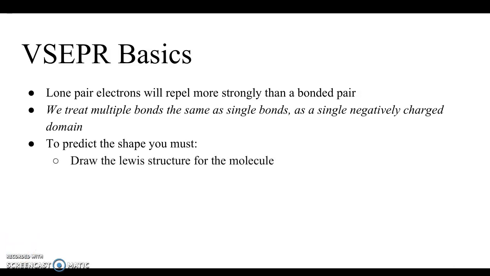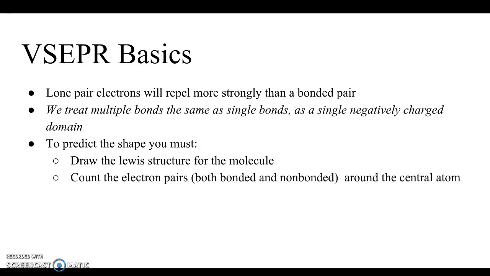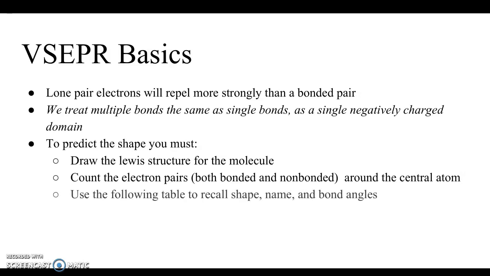Now the steps that you have to go through in order to actually predict the shape: the first is you have to draw the Lewis structure of the molecule. So it's essential that you are double checking your drawings, because you're not going to get the right shape without the correct Lewis structure to start with. You then count the electron pairs, both bonded and non-bonded, around the central atom. And then we're also going to look at the following table. The table for now is going to help you recall the shape, the name, and the bond angles associated with that shape. At one point, you are going to have to just know which shapes go with which names and which bond angles.